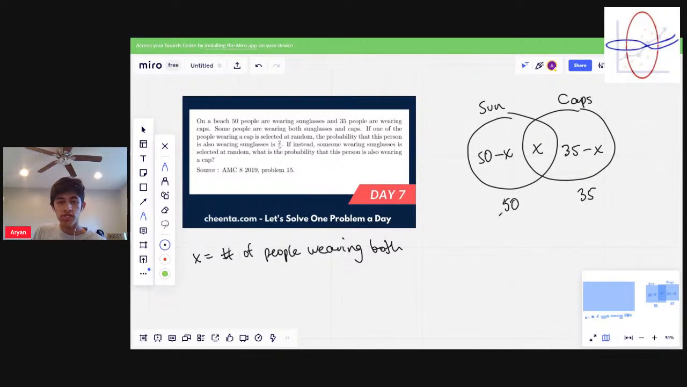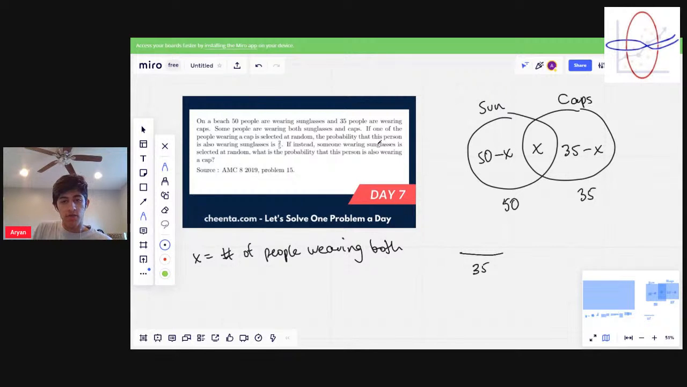Okay, so now the question is, if one of the people wearing a cap is selected at random, the probability they're also wearing sunglasses is 2/5. So if we take this sentence in two parts, the first is we basically pick one of the people wearing a cap. And how many is that? How many people are wearing caps? Well, we know that's 35, right? Just in general, there's 35 people wearing caps. And right now we don't care about sunglasses.